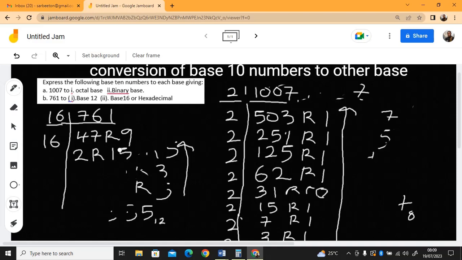Now, you are going to use 16 again. What is here at the bottom must be 0. 16 goes into 2 is not possible, so 0. Remainder 2. Anything here, you bring it here.